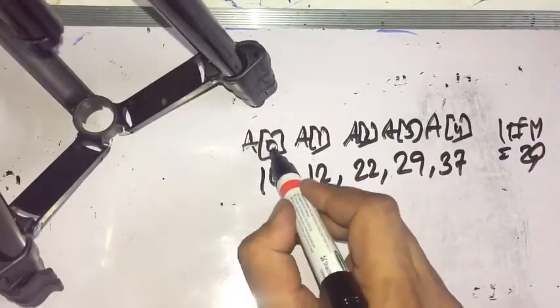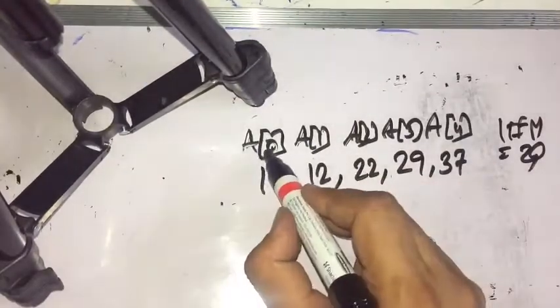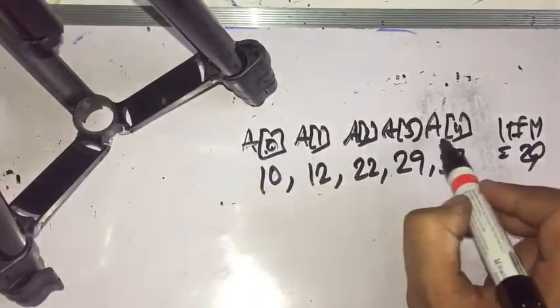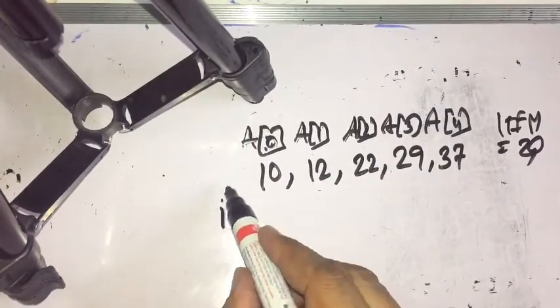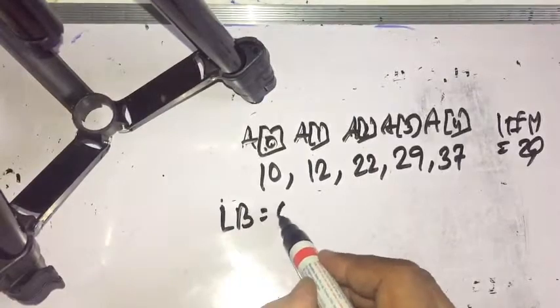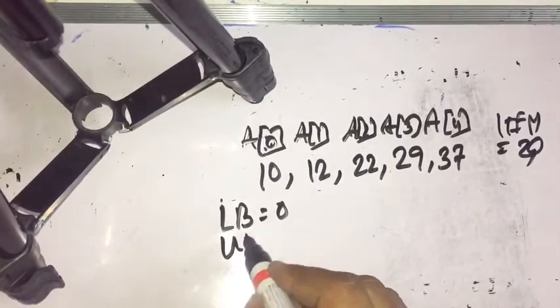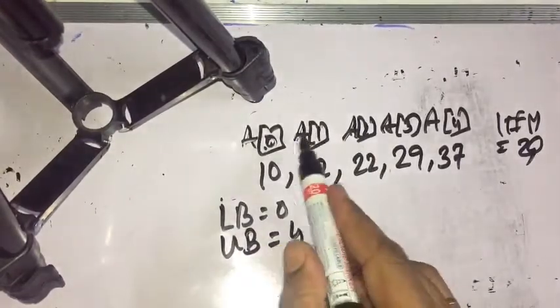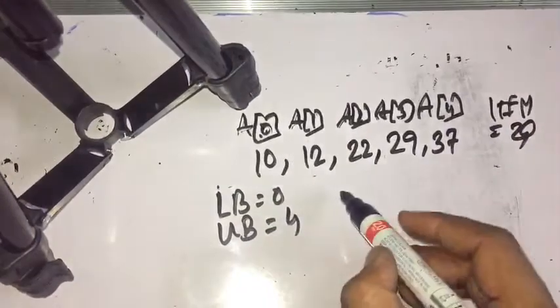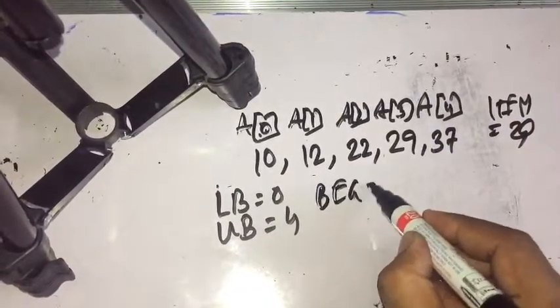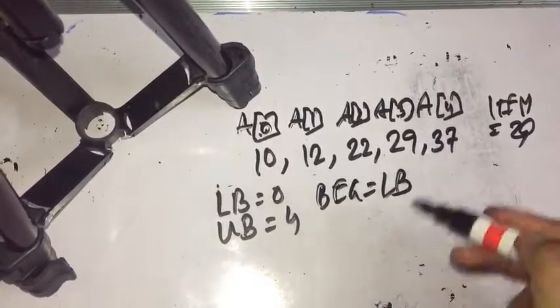The first position is 0 and LB is 0, the lower bound of the array is 0 and the upper bound is 4. Initially LB equal to 0 and UB equal to 4. 0 1 2 3 4, upper bound is 4. Now first of all we have to find beg equal to LB. This is the dry run of the binary search.